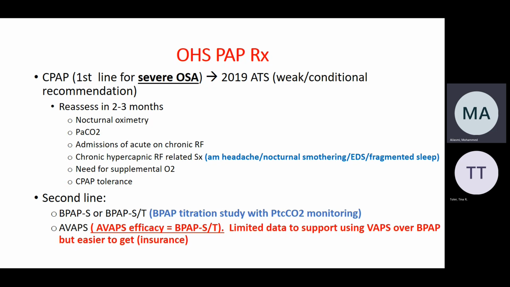If this succeeds, okay, most of the time it will, but if it doesn't, or the patient doesn't tolerate the CPAP, then you go to the next line, which is either a BiPAP spontaneous, the regular BiPAP, or BiPAP ST. So for the AVAPs, it's a whole different topic, but I'm just giving you the bottom line here. The efficacy of AVAPs is equal to the BiPAP ST.